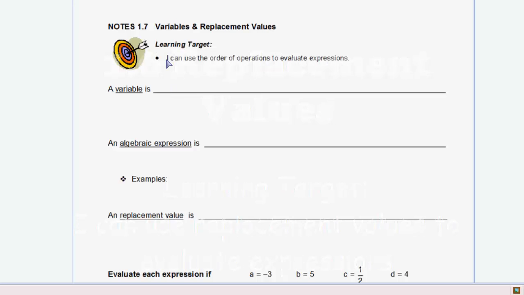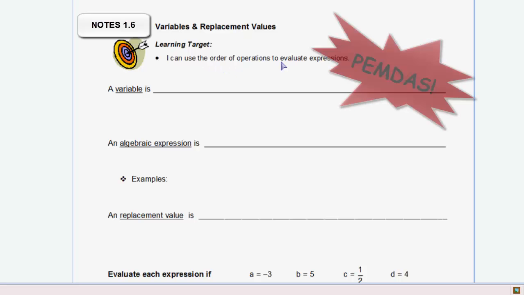We're going to be talking about variables, what they are, and using them, and then replacement values. So replacing an expression with something else in order to solve or simplify that expression. In order to do this today, we're going to have to remember those order of operations, or the PEMDAS that we've been talking about in class.